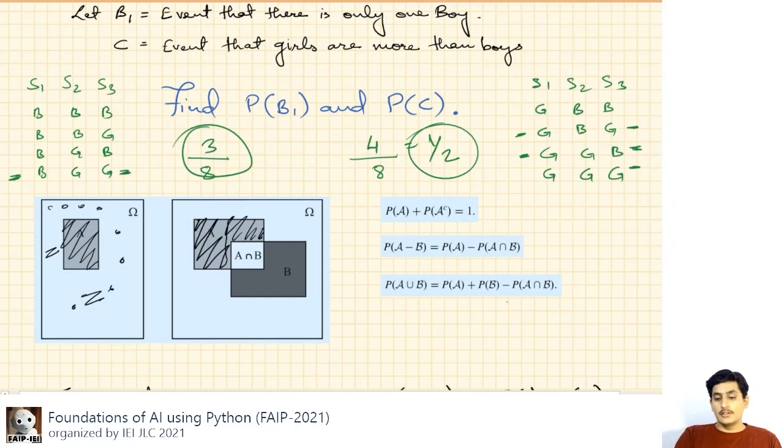Next, there is this relation, P(A union B), which is this complete area: this one as well as B's area.